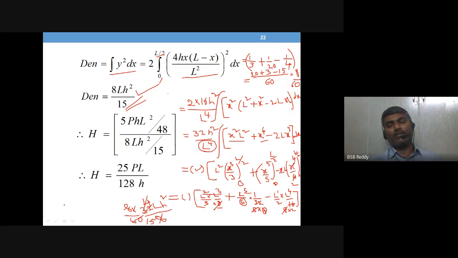This is the value. So this is a denominator value. Already in numerator we have evaluated 5 P h L square by 48, and denominator is now 8 L h square by 15. So all the terms that you have are able to cancel out. So what you get is 25 P L by 128 h. This is the horizontal thrust in case of a two hinged arch applied by a point load at the crown. Okay, right. Thank you.